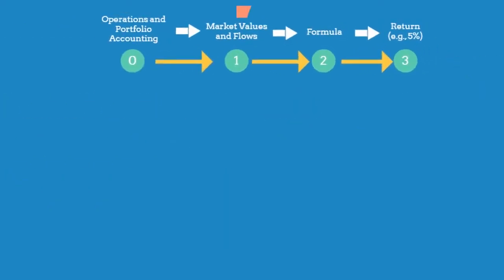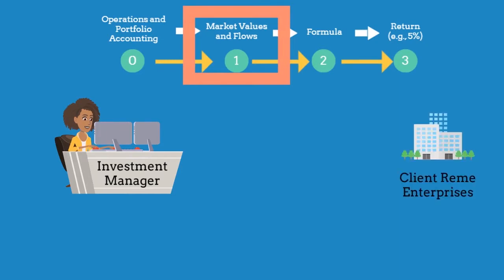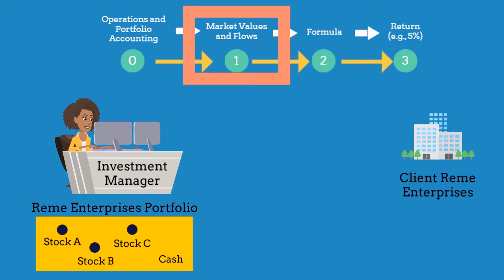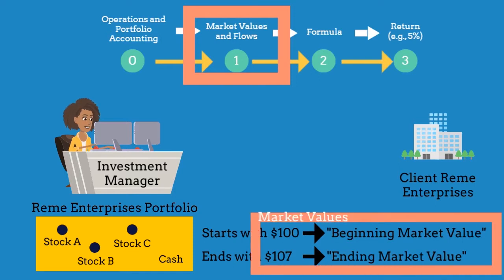Okay, so first let's show you what I mean by market values and flows, which is step number one in this diagram. Let's say an investment manager has a client, Remy Enterprises, and this investment manager is managing Remy Enterprises' investment portfolio, which contains stocks and cash. Let's say at the beginning the portfolio is worth $100, and at the end of the period it's worth $107. The starting value of $100 would be called the beginning market value, and the ending value of $107 would be called the ending market value. Okay, so this is one of the inputs I mentioned, market values.